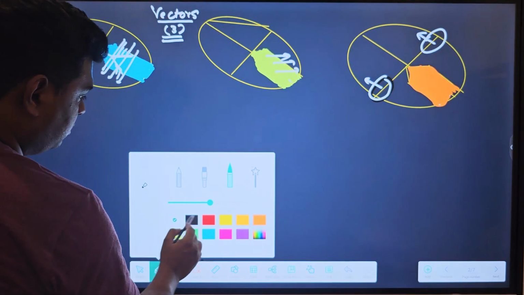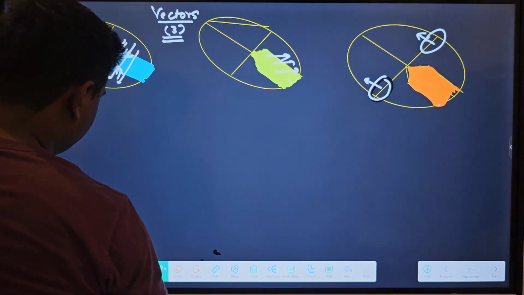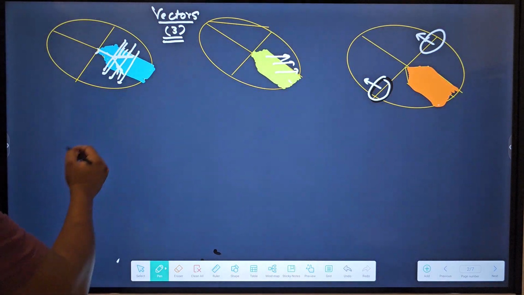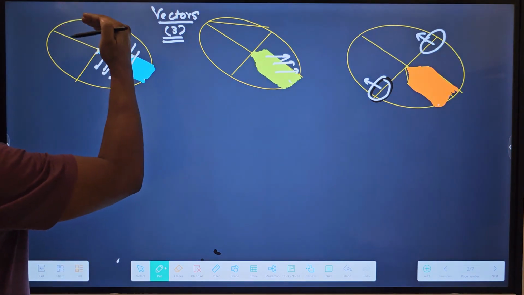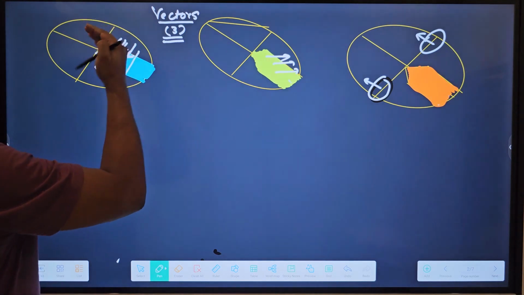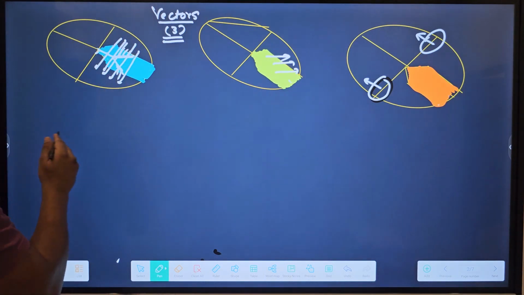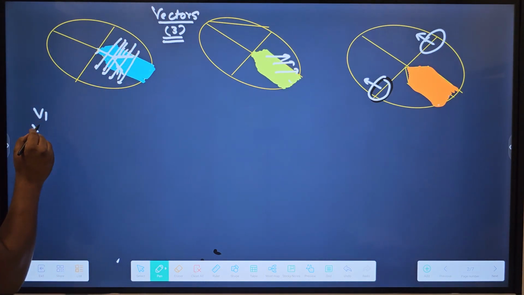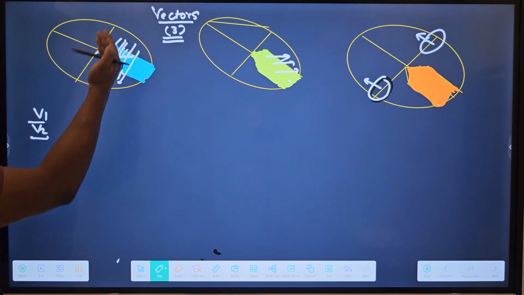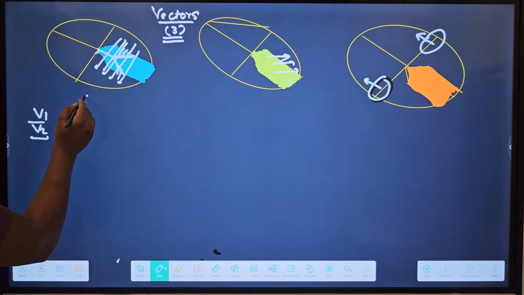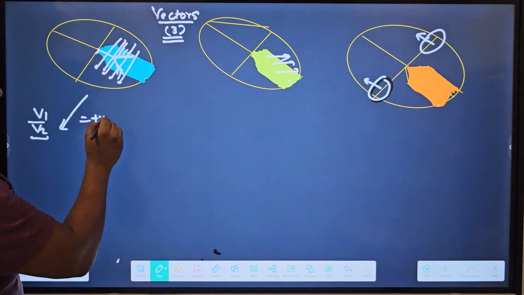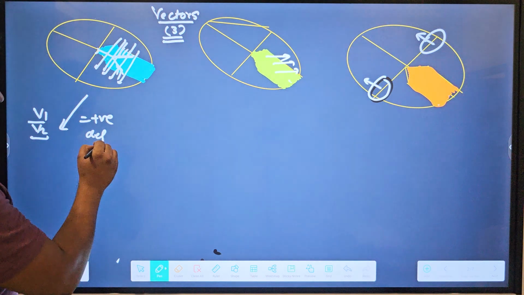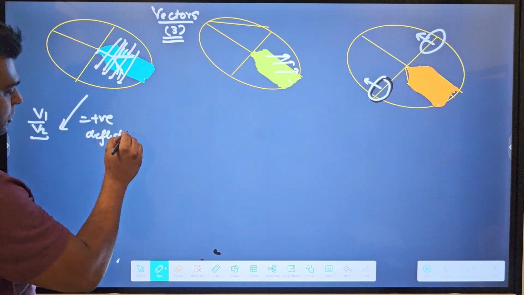Now we know that septal depolarization occurs from left to right. Now try to imagine, if this is your septum coming out from the board, and this is your V1 and V2. So due to septal depolarization, the wave will come towards V1. So they will record a positive deflection. Okay.